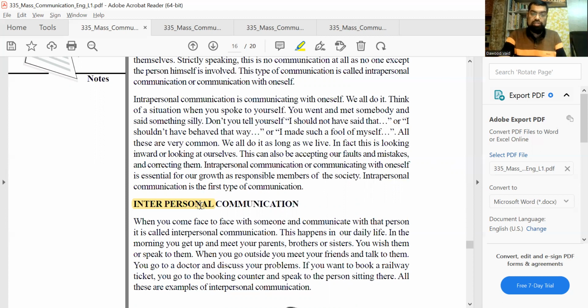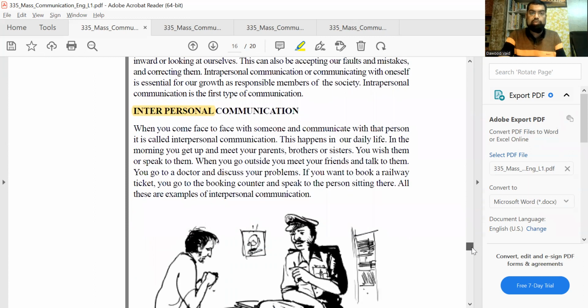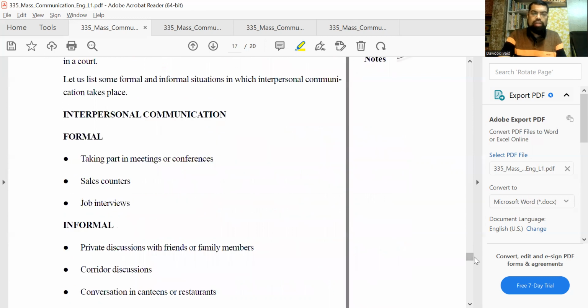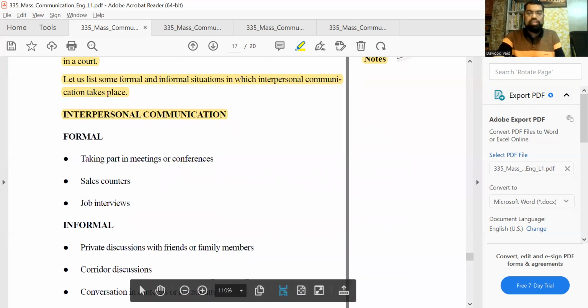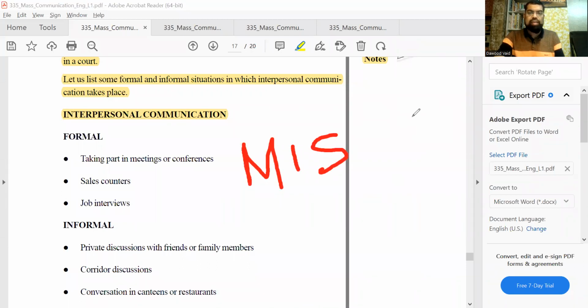Now, interpersonal communication can be formal or informal. Formal is simple. Think of formal as MISS. What is this? M-I-S-S. M is meeting, I is interview, S is sales and seminar. So interpersonal communication is formal, which is meeting, interview, sales and seminar. You can't miss it, right? Informal is private, family, corridor, casual, canteen talks. All of it is informal.